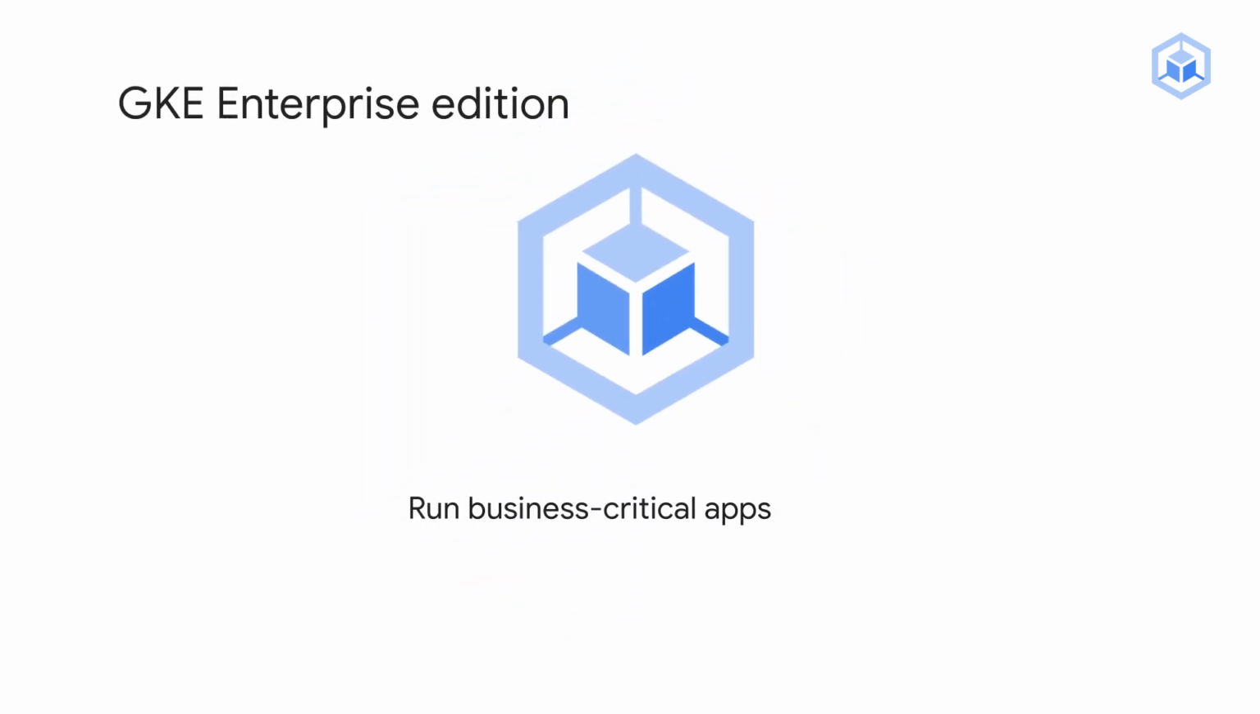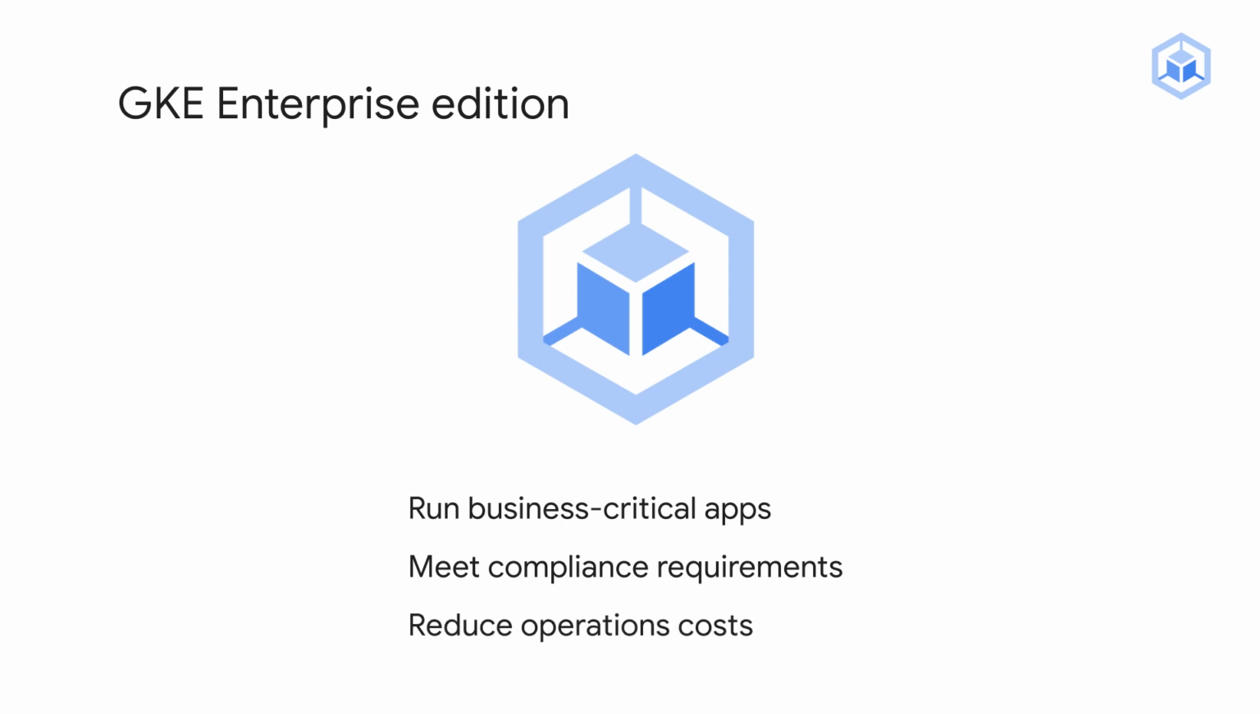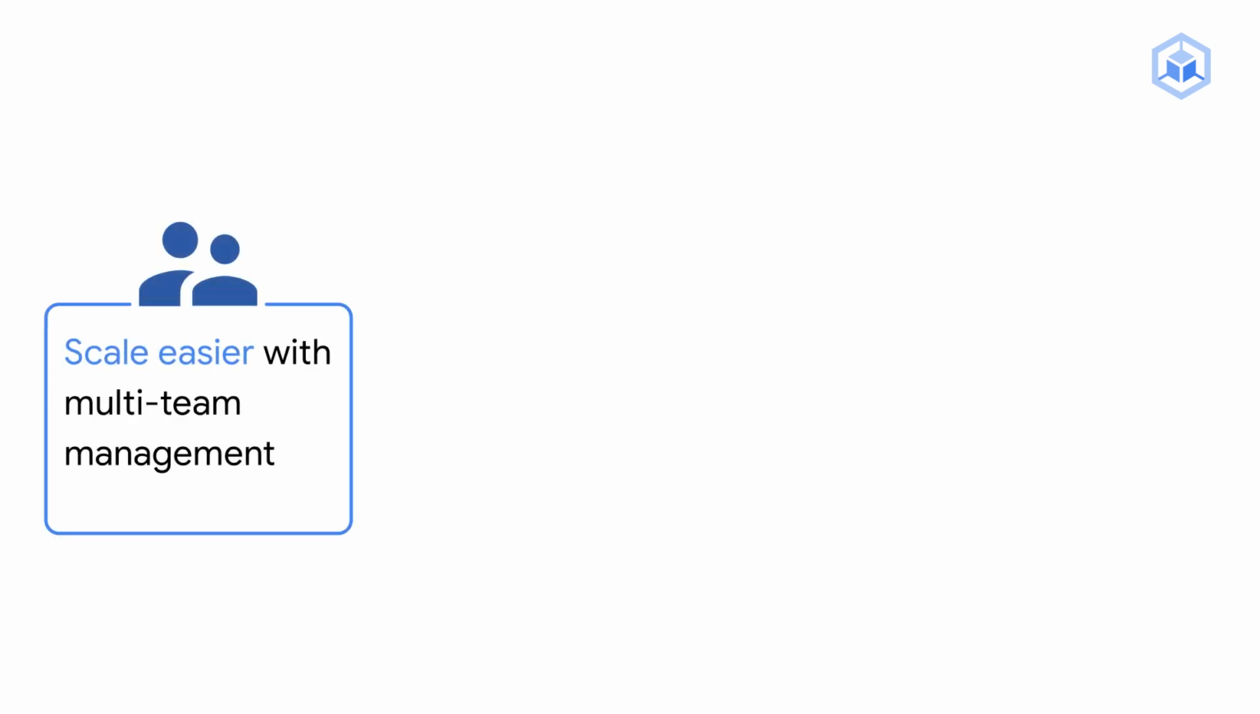So you can run your most business-critical apps and the latest AI workloads safely at scale. Secure your platform, cluster, and workloads to meet compliance requirements. Reduce operations cost with automated configuration control. With the Enterprise Edition, you can scale from a single cluster to large multiple cluster environments by fundamentally changing the operating model from per cluster management to per team management.